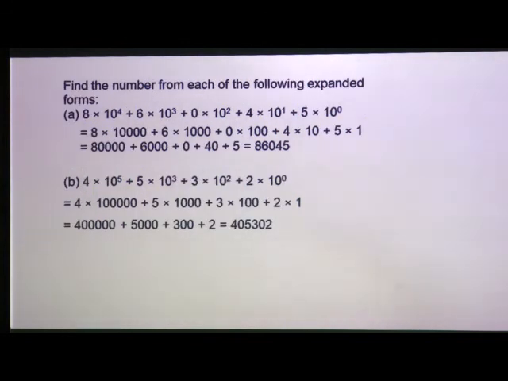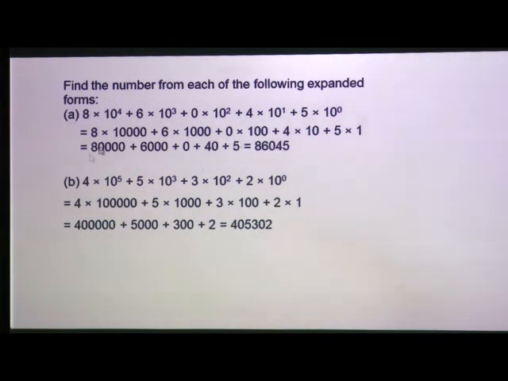Now, find the number from each of the following expanded forms. Here we have one example: 8 into 10 raised to the power of 4 plus 6 into 10 raised to the power of 3 plus 0 into 10 raised to the power of 2 plus 4 into 10 raised to the power of 1 plus 5 into 10 raised to the power of 0. If it is given in the expanded form, we have to write it in number form.